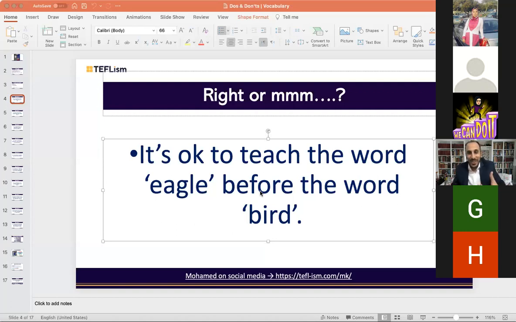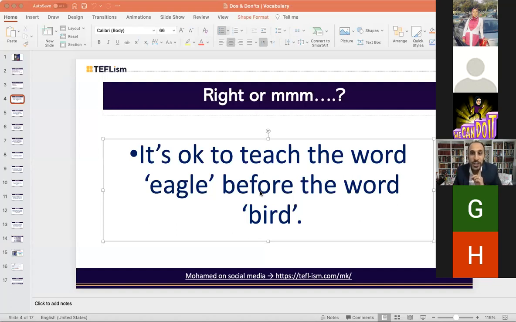Again, bird is much simpler than eagle. When you're going to clarify the word eagle, you will need the word bird. So you will need to clarify bird first in order to help them with eagle. Even if you have a picture of an eagle in your hand, or a cage with an eagle inside, the students will see it as a bird.